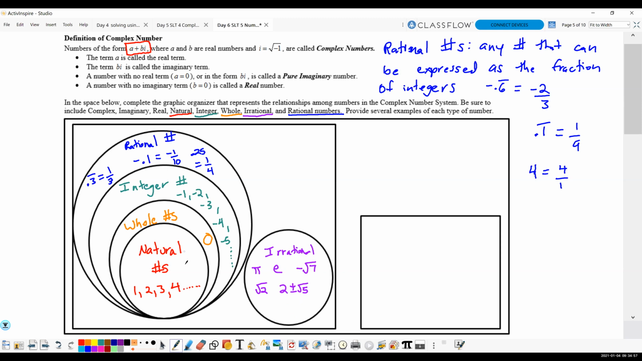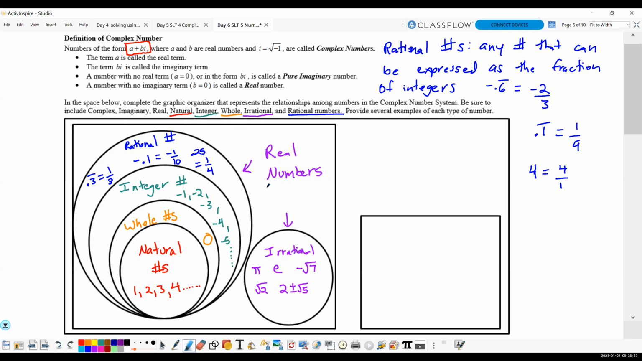Now, together, the irrational numbers and the rational numbers make up the real numbers. I honestly have a problem with this diagram. There is nothing in this space here. There's no number that's real that doesn't classify as rational or irrational. So this box that represents the real numbers, everything has to fall as either rational or irrational.